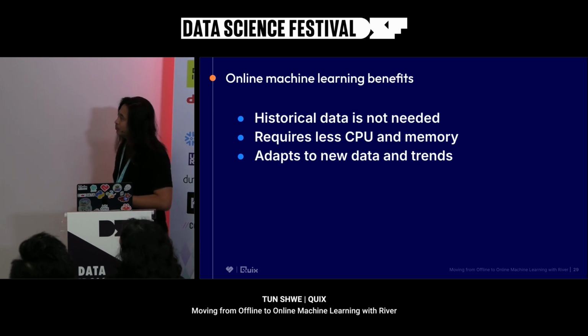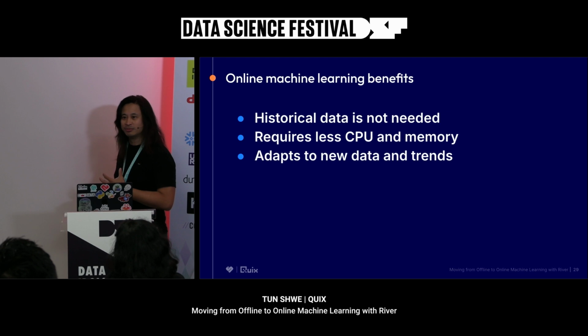And the benefits, let's go through those. The fact that you don't know what you're going to get is part of its strength as well, because it will start being able to adapt to new data that comes in, like new values, new cardinality. It's able to adapt to new data and trends.